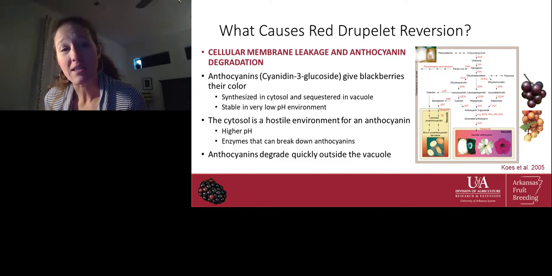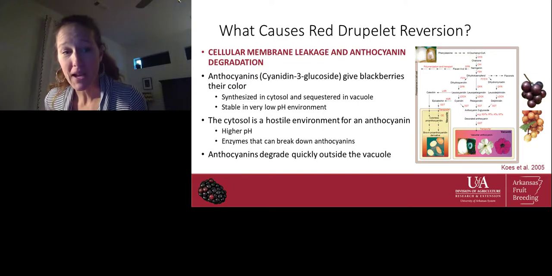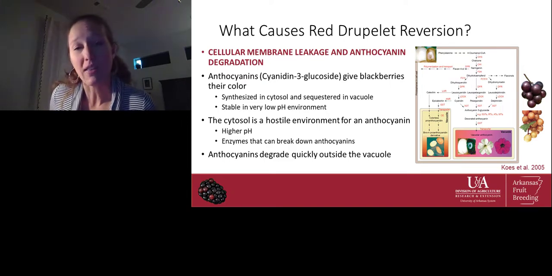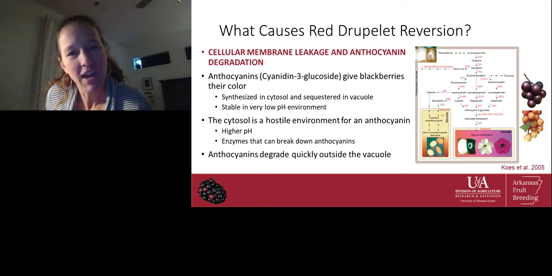And it also is a very low pH environment. So if they are left in the cytosol, we know that anthocyanins break down. There's a higher pH where they're unstable, and there are also a lot of enzymes that are hostile to anthocyanins out there. And actually, at the transporter stage, after anthocyanins are created, you often see mutations in this GST gene, that is the transporter that takes them to the vacuole.